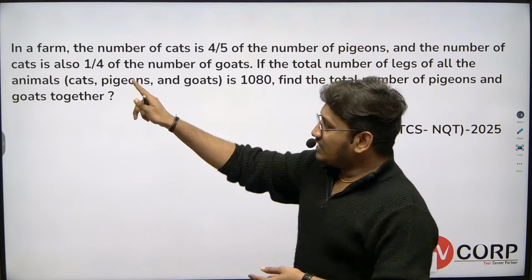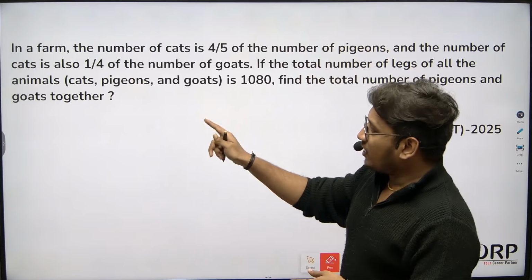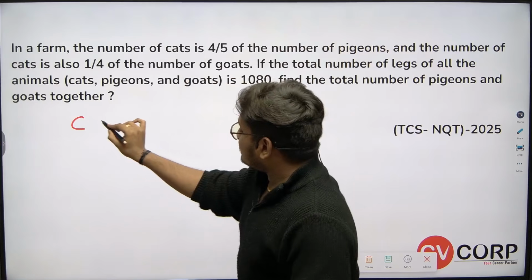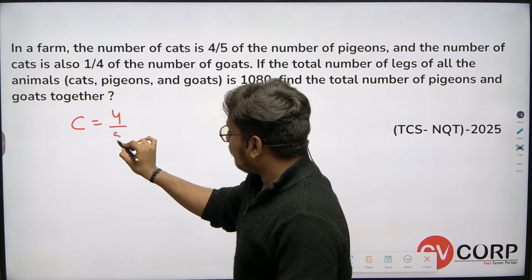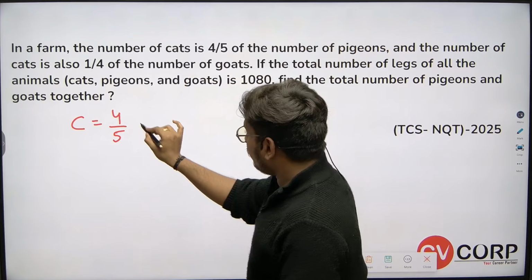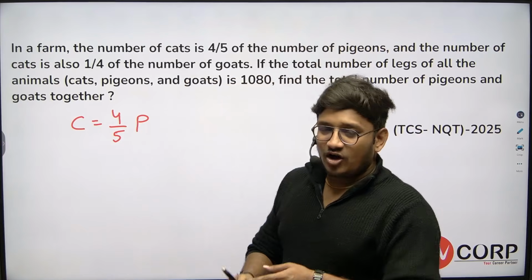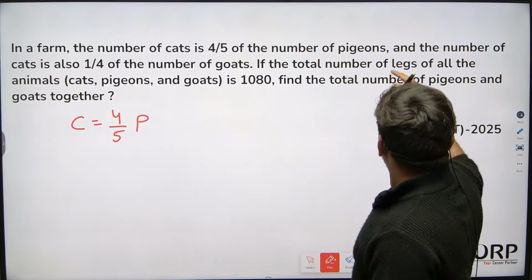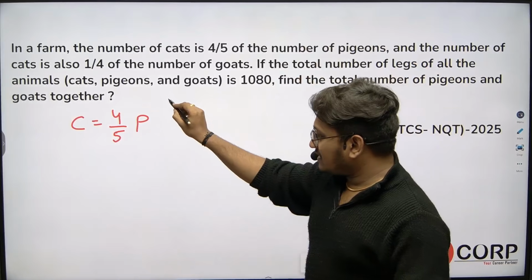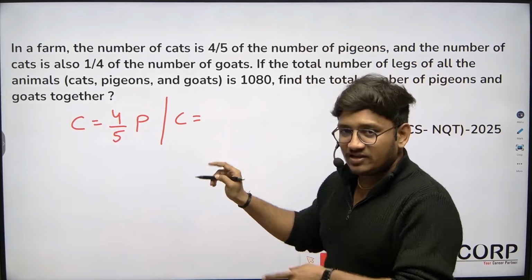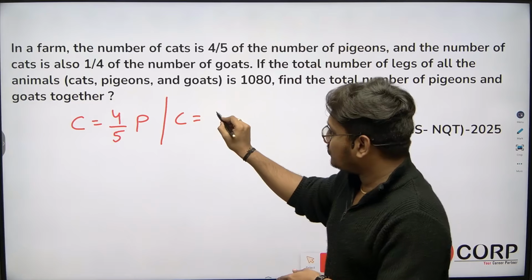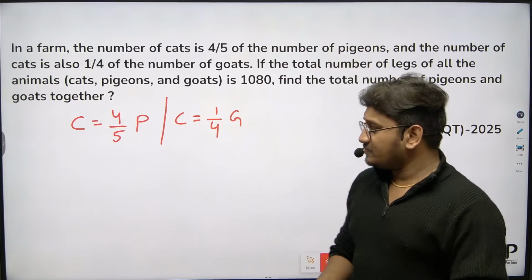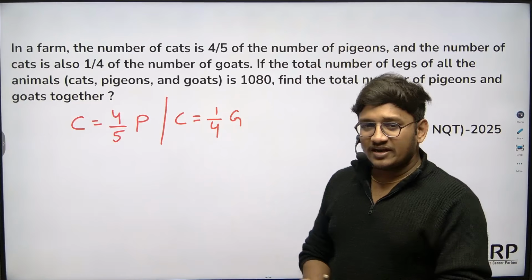Okay, so let's solve this particular question. In a farm, the number of cats, here they are comparing cats, is equal to 4 by 5 times the number of pigeons. So how many cats do we have? 4 by 5 times of pigeons. And again they have given one more condition with cats only: the number of cats is equal to 1 by 4 times of goats, right? So they have given the particular relation.